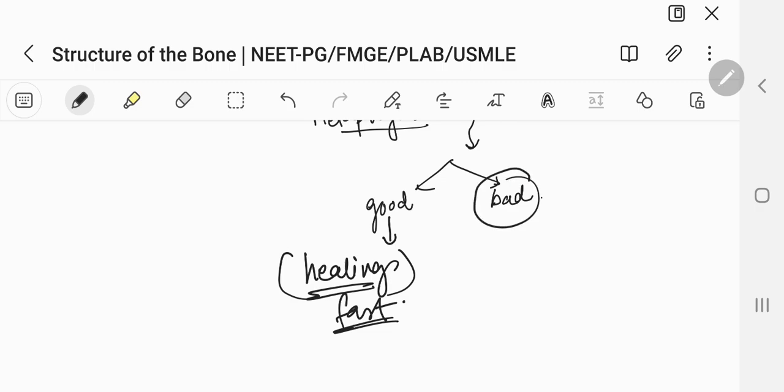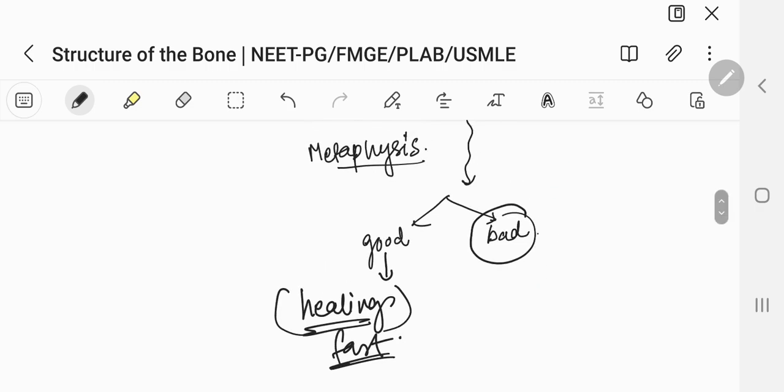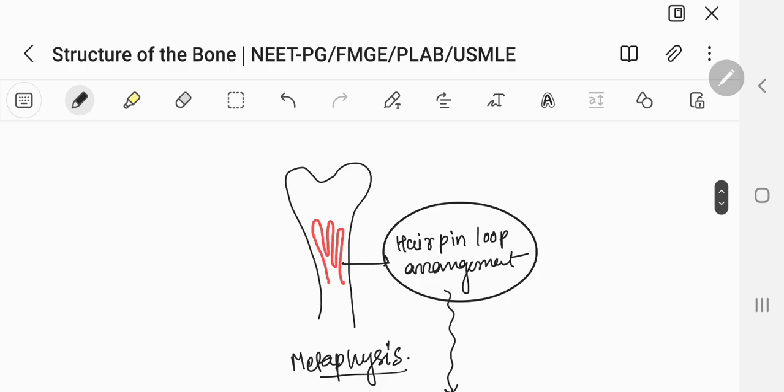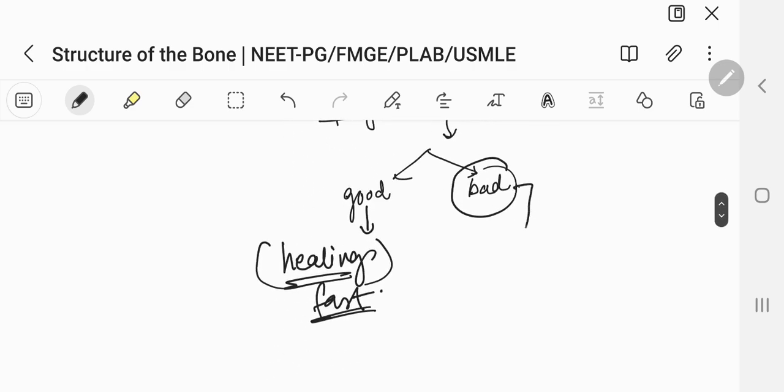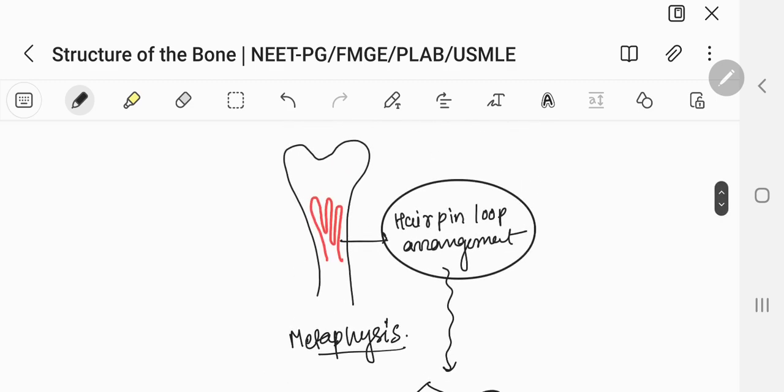Now, what is bad about it? What is bad about it is that if there is too much blood supply here, then this would be the structure that will be involved with increased bug inoculation. I mean, bug proliferation. That means increased infection, right? So there will be an increased infection rate in this area in the metaphysis, right?